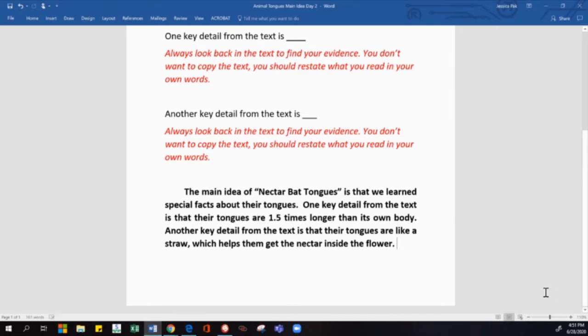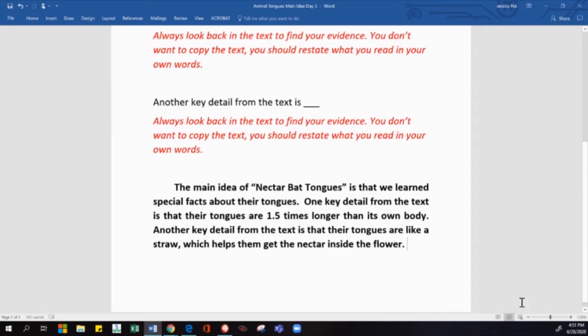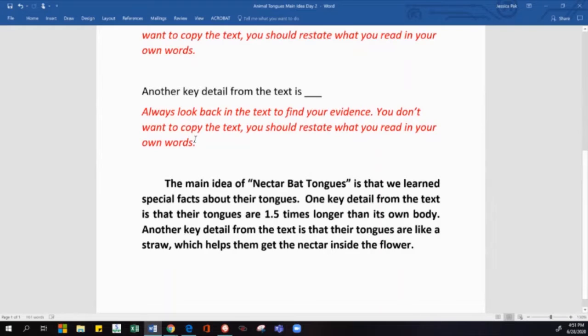Remember that mine is not the only correct answer. If yours was similar and you have the key details, a bunch of key details, then you know that you're on the right track. There is not just one way to write this and only one answer. Make that a little bigger for you so you can see. Can you read that with me?